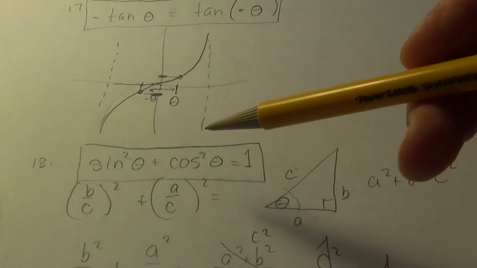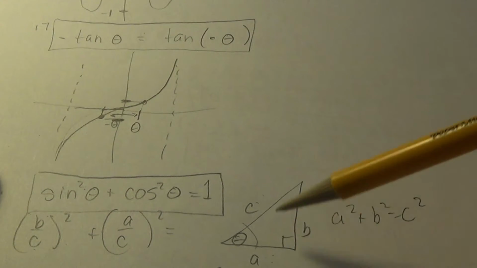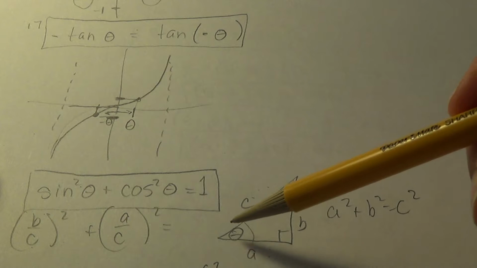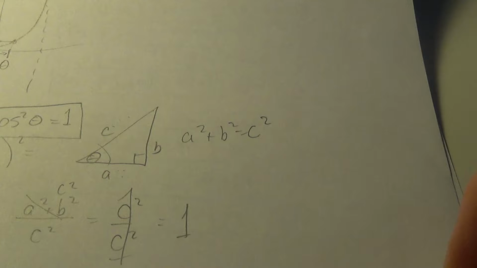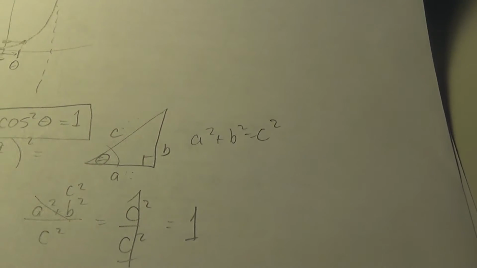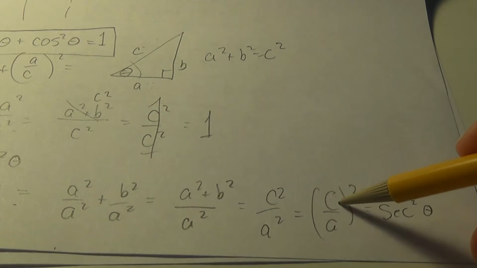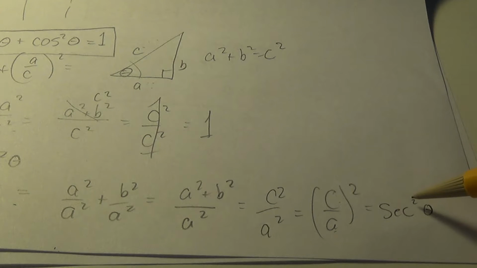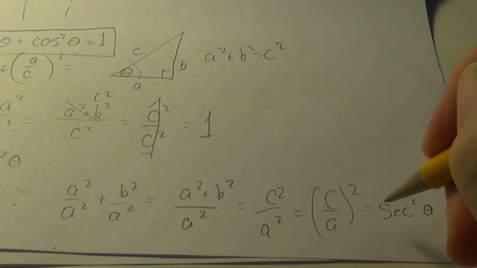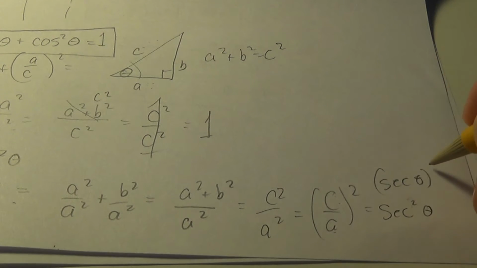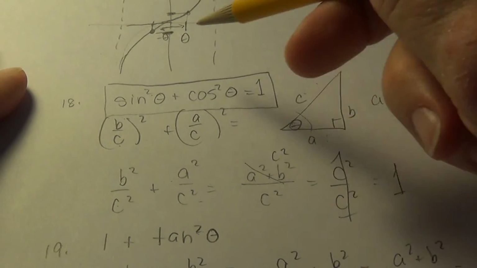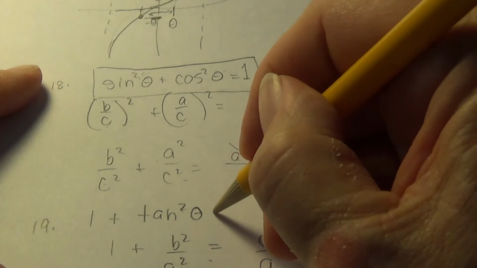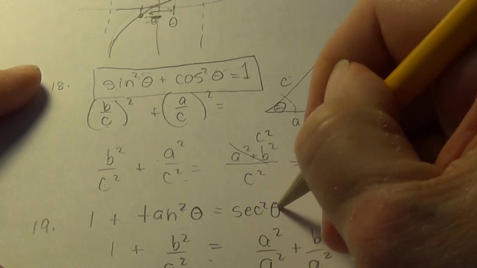In our triangle, C over A, what trig function is that? Hypotenuse over adjacent. It is secant. So I can go back here and say C over A squared is secant squared. When we square a trig function, the square turns out here. This means secant theta squared, but we write it, to be cool, we write it here. See how I wrote it here and here and here. So 1 plus tangent squared is secant squared.